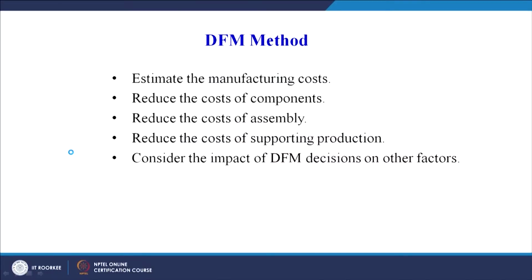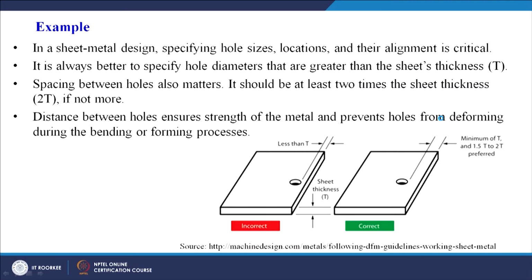Now, the DFM method, as we have already seen, is to estimate the manufacturing cost, reduce the cost of component, cost of assembly, reduce the cost of supporting production, and consider the impact of DFM decisions on the other factors. Now, let us take an example here. In a sheet metal design, specifying hole sizes, locations and their alignment is critical. This is the sheet metal shown here. We have to specify the hole size, where the hole has to be made and what their alignment must be.